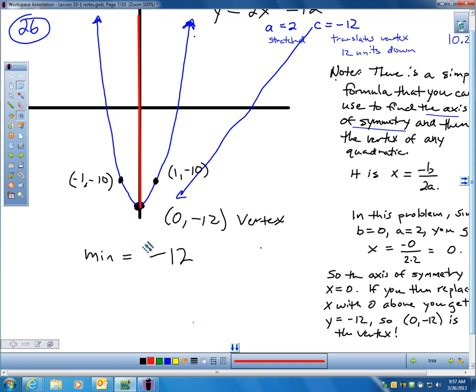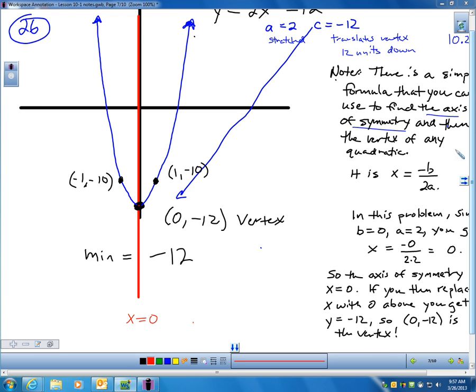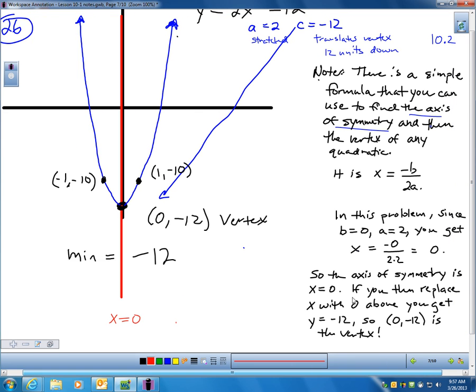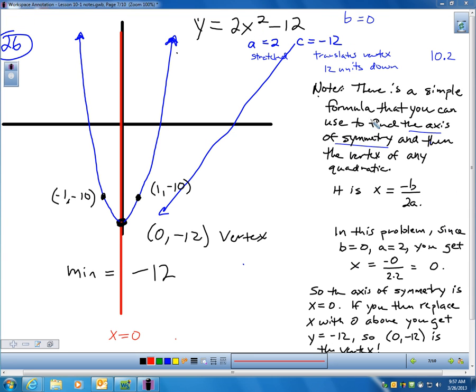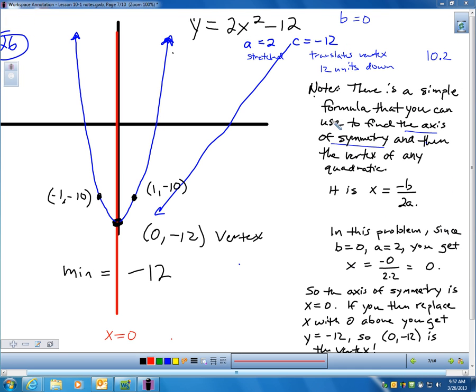It's going to be right down the y-axis. The axis of symmetry is at x equals 0. Okay? Now, for this problem, I don't need any formula to figure that out. But when we have a b value other than 0, which we will starting in our next section, you use a quick little formula to figure out the axis of symmetry, and it's this formula. The equation x will equal whatever negative b over 2a would work out to.